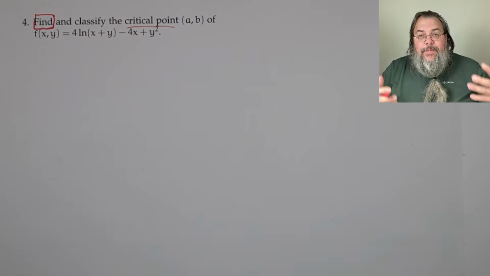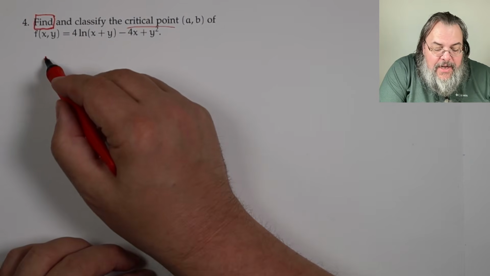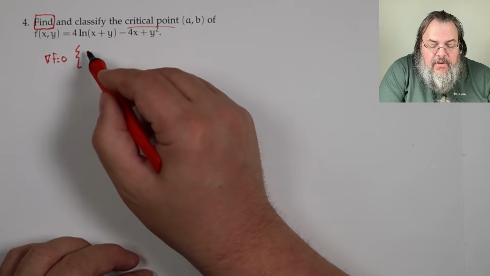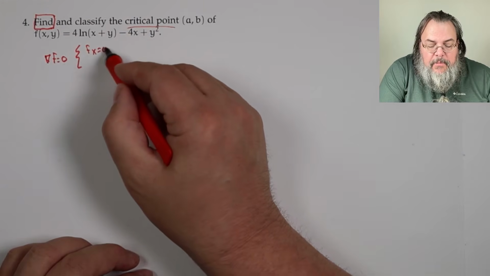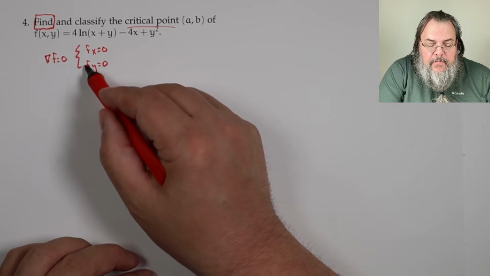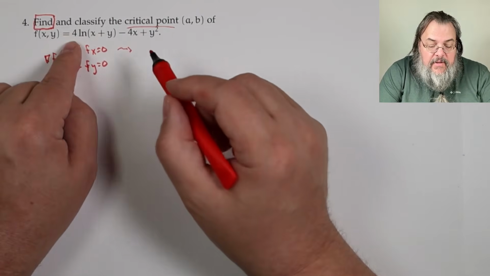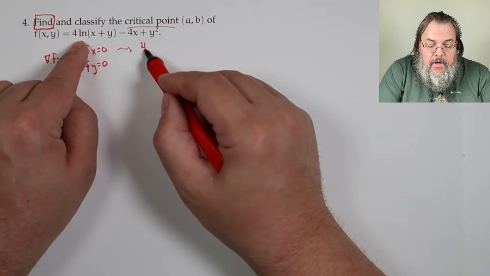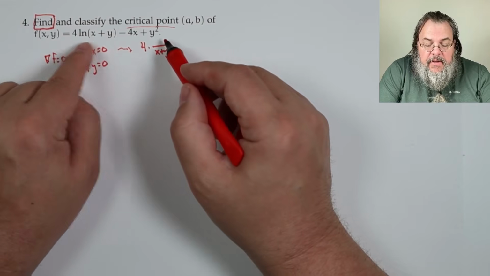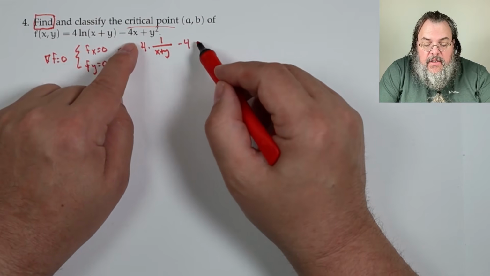So when we talk about find, we're really talking about our classic: the gradient needs to be 0, which translates into two equations. The partial derivative with respect to x is 0, and the partial derivative with respect to y is 0. Which says what? Well, take the derivative with respect to x. We get 4. There's a fraction. x plus y goes downstairs. The derivative of x plus y with respect to x is 1. And then minus 4, and that equals 0.